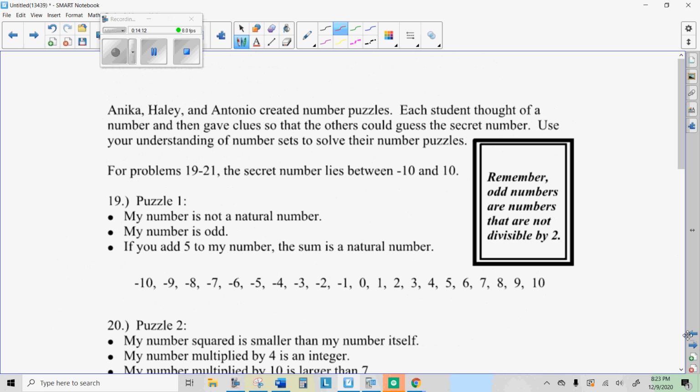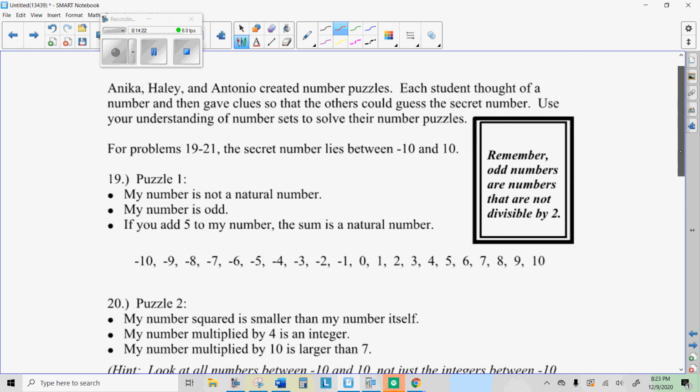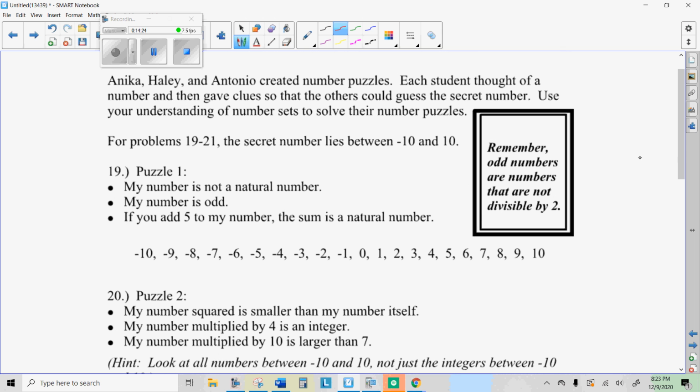All right. Annika, Haley, and Antonio created number puzzles. Each student thought of a number and then gave clues so the other could guess the number. For problem 19 through 21, the secret number is between -10 and 10, so you only have to think of those. Okay, so in puzzle 1, I'll do this one with you and then I'll let you try the other ones.